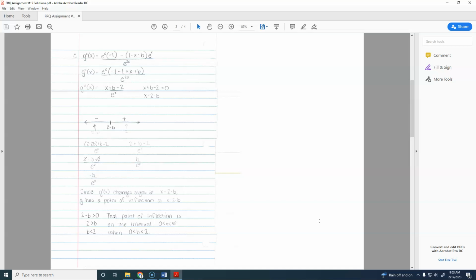So the main points you have to state there are that for the point of inflection to fall on that positive interval, b has to be between 0 and 2. You might get away with less than 2, but it's better to say between 0 and 2. And then you know that because g is going to have a point of inflection because g double prime changes signs there.